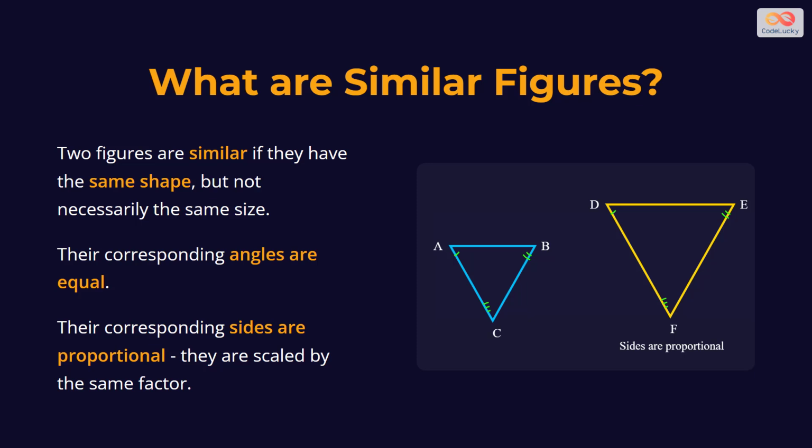Now, let's talk about similar figures. Two figures are similar if they have the same shape, but they can be different sizes. For triangles, this means that their corresponding angles are equal, but their corresponding sides are proportional. One is simply a scaled-up or scaled-down version of the other.